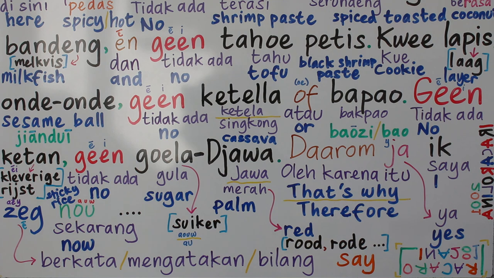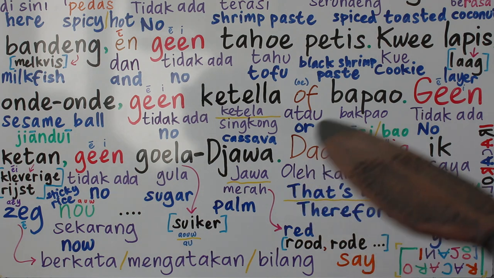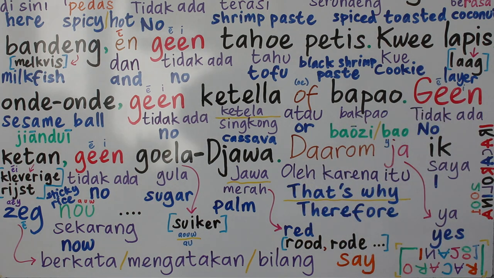It should be oof, oof. Okay, but in daily conversation I say "off". Yeah, off. But Dutch people will say it as oof. Okay. And now this one, bakpao.